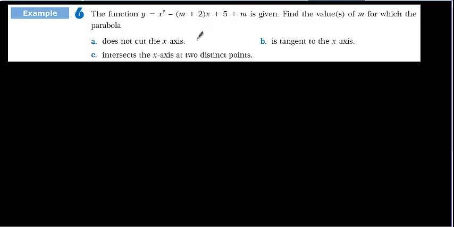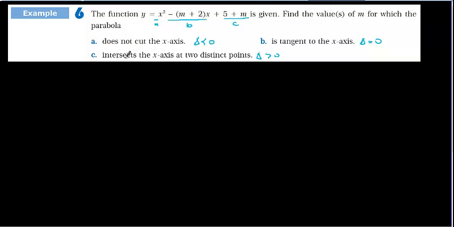Here it's asking us to find the delta, and check the case delta is less than 0. If it is tangent to the x-axis, it means delta is equal to 0, or if it is intersecting the x-axis at two distinct points, it means that delta is greater than 0. This is a, this is the value b, and this is the value c. So delta is less than 0. We are going to try to understand how to solve this question.